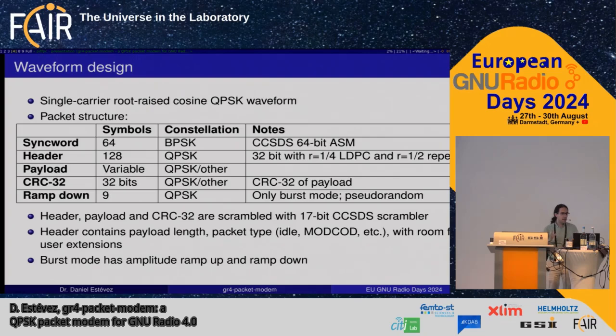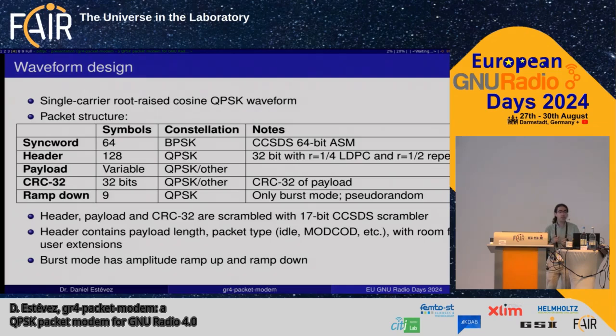Waveform design, I want to go through these very quickly. So it's the most simple design you can imagine for this. Single carrier, RRC waveform, QPSK. The packet has a sync word, which is 64 bits. I've taken many of these ingredients from CCSDS because I come from the space community and I think these choices are nice. So CCSDS sync word.